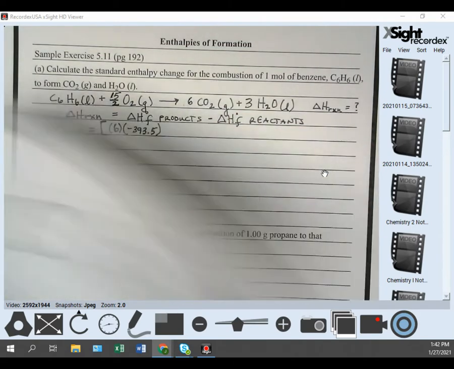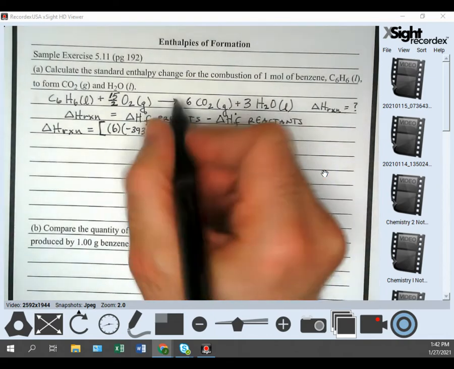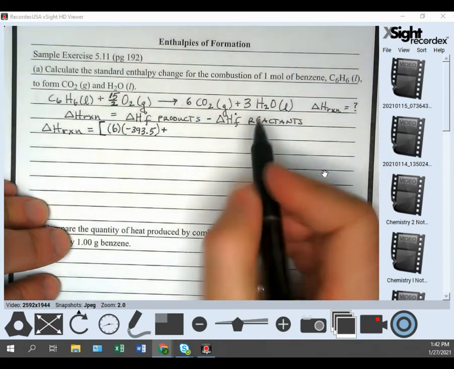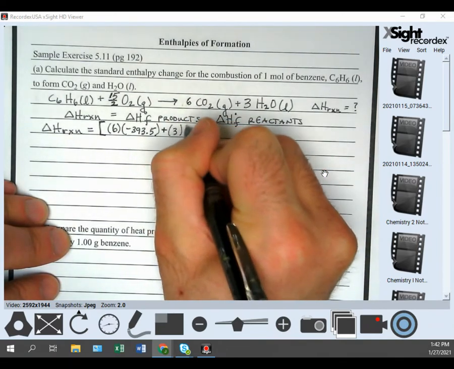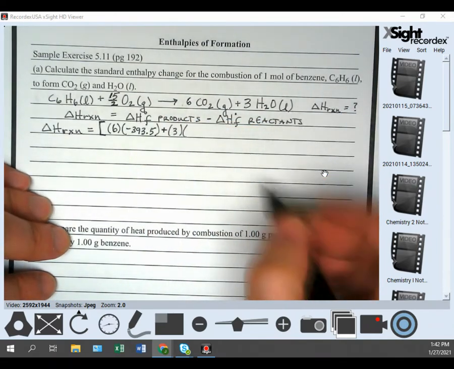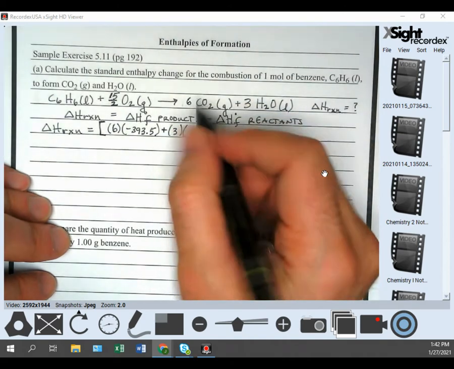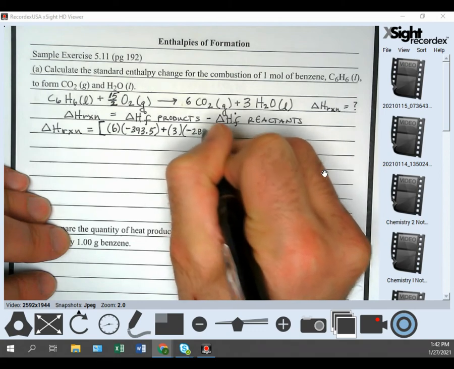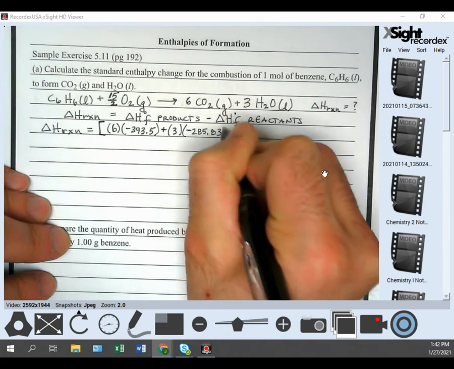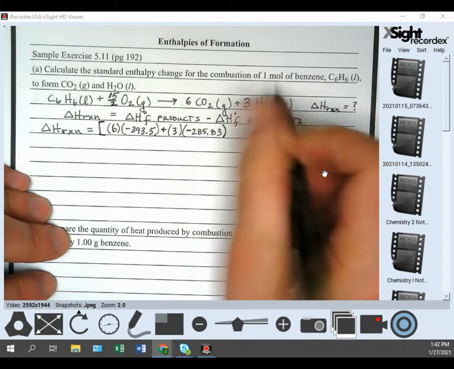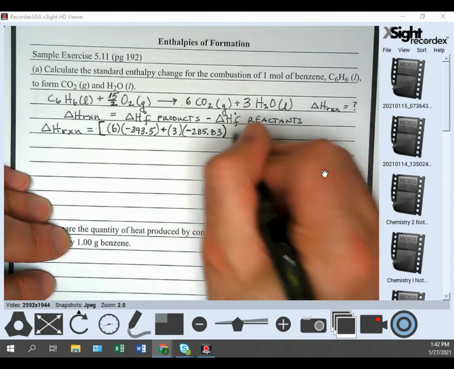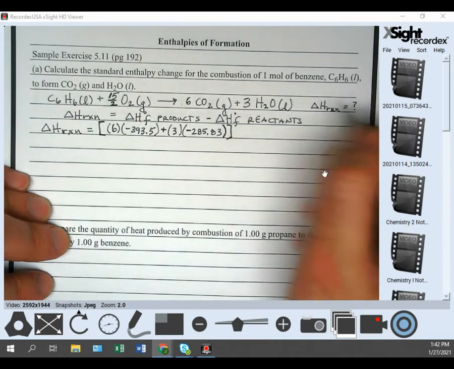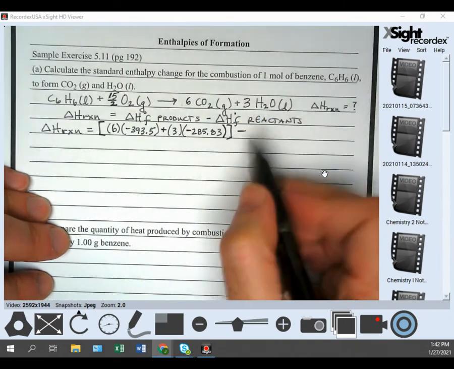Okay, now, so I've got that. That's for the CO2. Now, plus 3 times water liquid, which you're going to look up on the sheet, is going to be negative 285.83. Right? And then that's all my products, right? So I'm going to end bracket it. And then I'm going to go minus. Now I'm going to do that for my reactants.